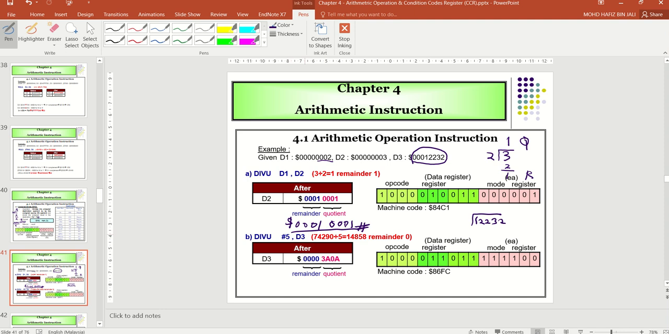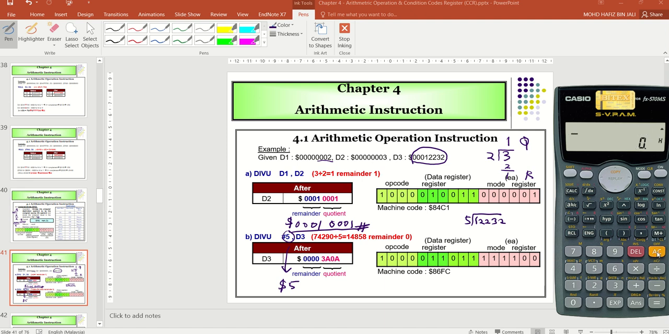Okay, so 5 is a decimal number, but in hexa it is also 5. 5 in decimal and hexa is the same. So you can try using your calculator for this one: 12232 divided by 5. So we get the answer.